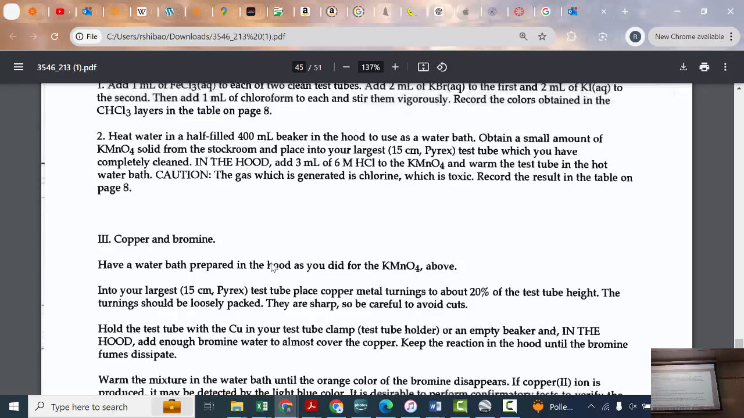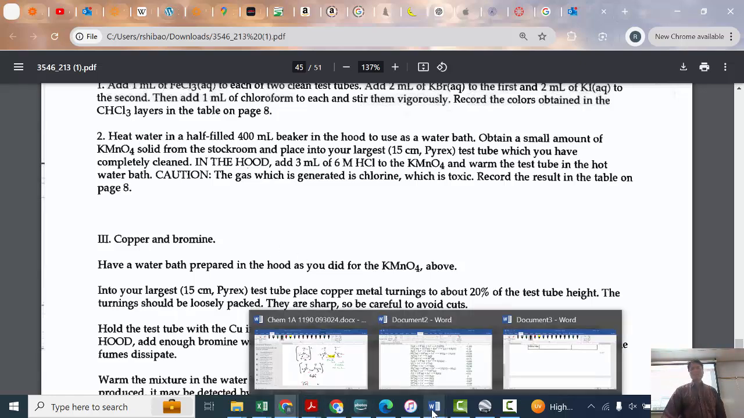What we're going to do is we're going to place a small amount of potassium. What's this called? Potassium permanganate. Permanganate is a strong what? Oxidizer. It's number 4. And hydrochloric acid. So we're going to take some solid potassium permanganate and add about 3 squirts, 3 milliliters of 6 molar hydrochloric acid.